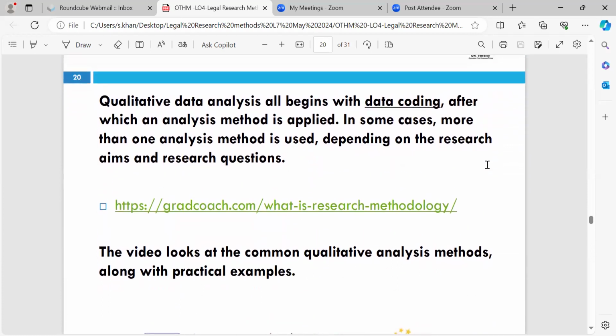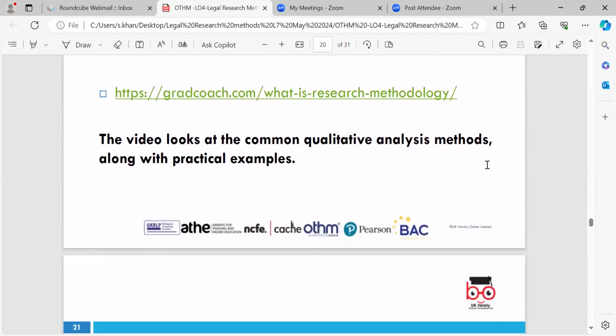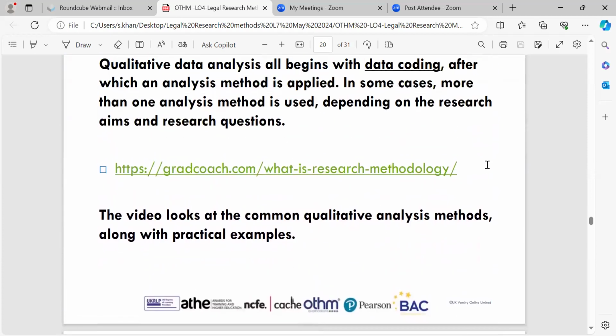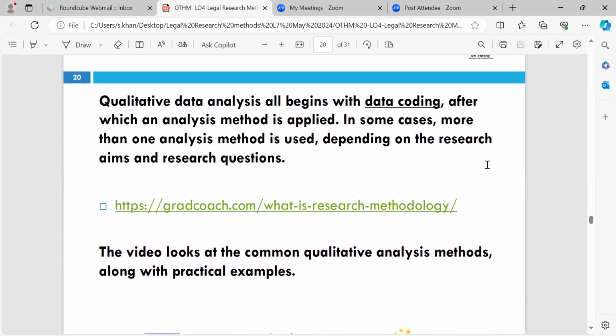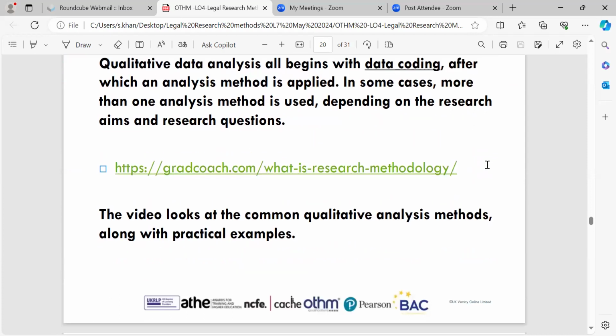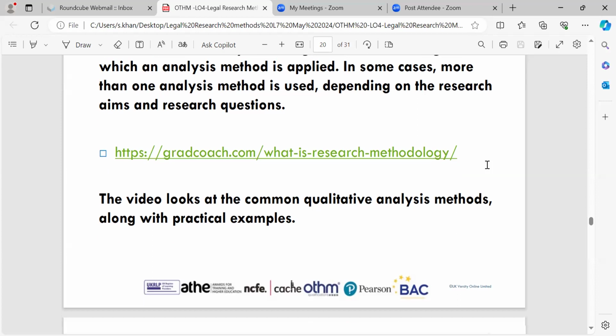Qualitative data analysis all begins with data coding, after which an analysis method is applied. In some cases, more than one analysis method is used depending on the research aims and research questions, and in regards to your own research area. There's a video here that I've got, which you can look at in your own time, and this video looks at common qualitative analysis methods along with practical examples. So it gives you an idea of what you need to look at, and also what data analysis is in regards to qualitative data.